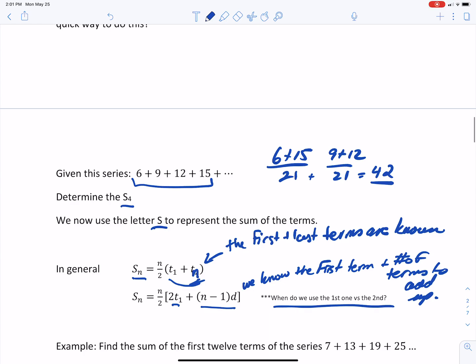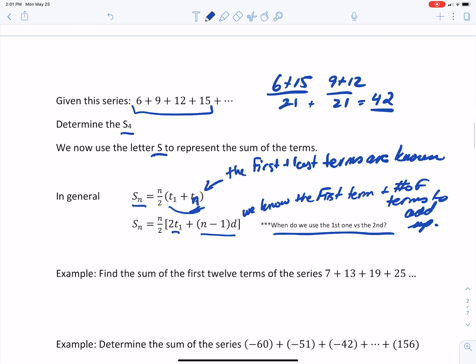Okay, so let's look here. Find the sum of the first 12 terms of the series 7 plus 13 plus 19 plus 25. What I might notice first is that the common difference is 6. So I would write that down, right? 13 minus 7 is 6, or 19 minus 13, or any of those. And I want to find the sum of 12 terms. At the moment, I don't know that 12th term, so I can't really use the first formula. So I'm going to use the second one.